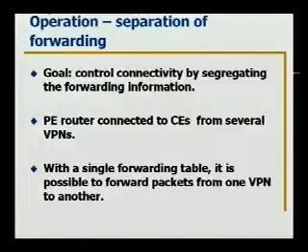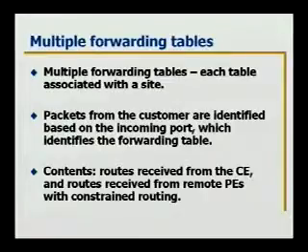So let's start with our first goal. The first goal was to achieve the privacy of the traffic. So we don't want to mix traffic from one VPN with traffic from another VPN. So what we want to do is split the forwarding information. If I had a PE router connected to sites from several VPNs, and we put all the forwarding state in a single table, then it would be possible to forward packets from one VPN to another. So this is solved by having multiple forwarding tables, and each table is associated with a particular site.